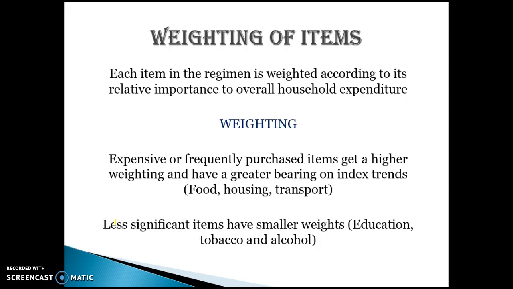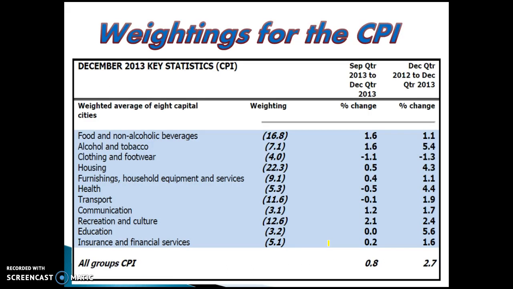The weightings of these items: each item in the regimen is weighted according to its relative importance to overall household expenditure. So products that we buy frequently that make up a higher proportion of our total income or our total spending have a greater impact on the CPI. Less significant items have a smaller weight. So things that we spend less of our money on have a smaller weight in the index. So if you look at the weightings for the index, you can see that at the moment housing is about 22%, food and alcohol just under 17%. The third highest is recreation and culture.